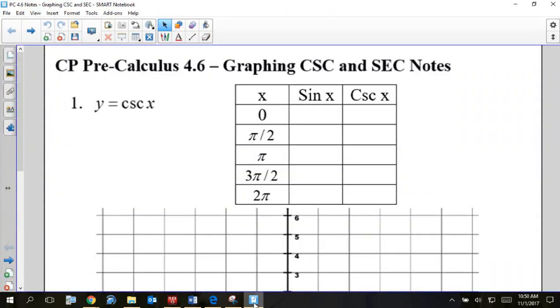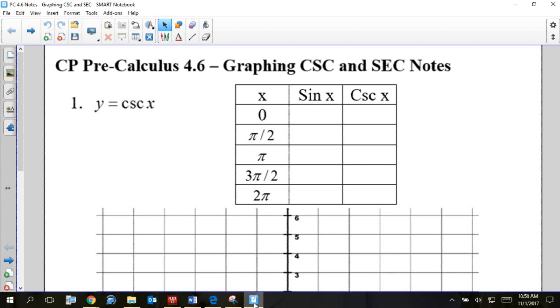So we are going to be graphing secant and cosecant today. Tell me, what does cosecant have to do with sine? It is the reciprocal, right? It is the reciprocal. So what we're going to do is we're going to just plot sine, and then we're going to reciprocate the values to see what cosecant looks like.